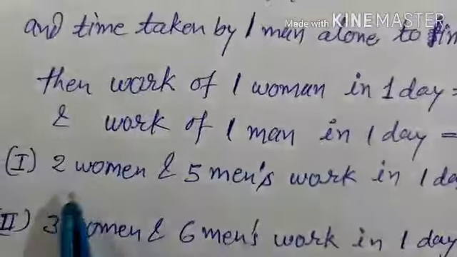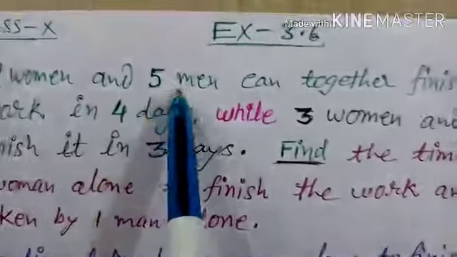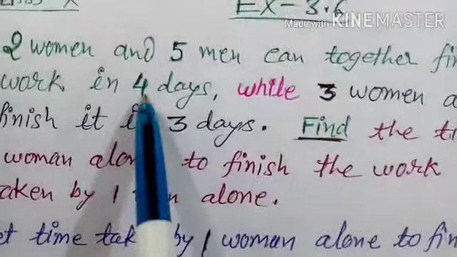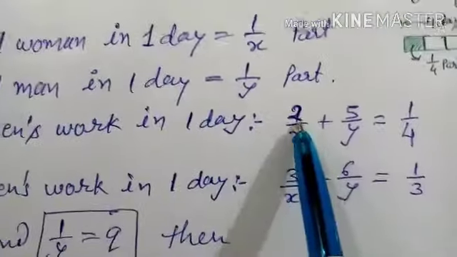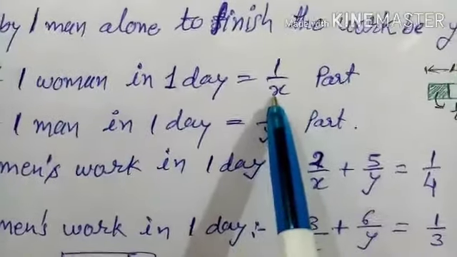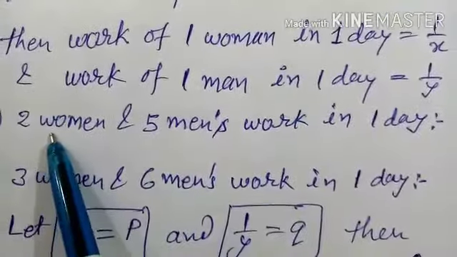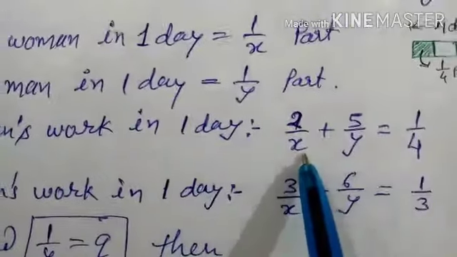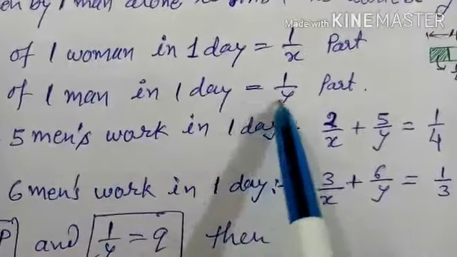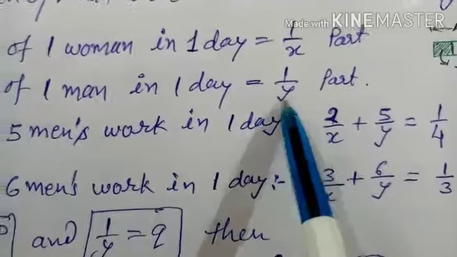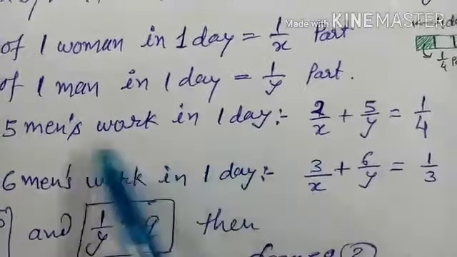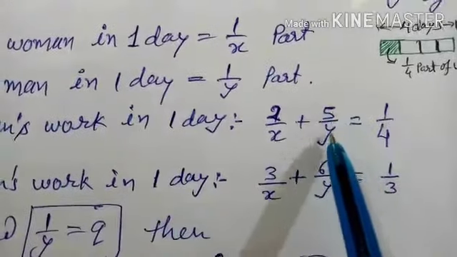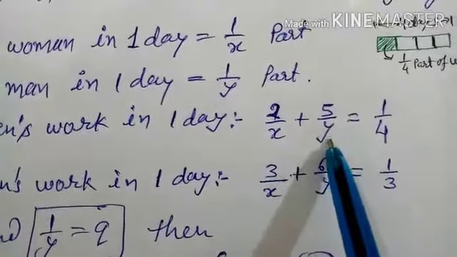Now, case first: 2 women and 5 men. 2 women and 5 men can finish the embroidery work in 4 days. Since one woman's work in one day is 1 upon X, 2 women is 2 into 1 by X, that is 2 by X. And 5 men: the work done by one man in one day is 1 upon Y, so the work done by 5 men in one day is 5 into 1 upon Y, that is 5 upon Y.